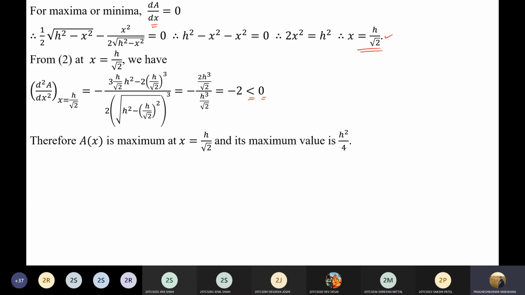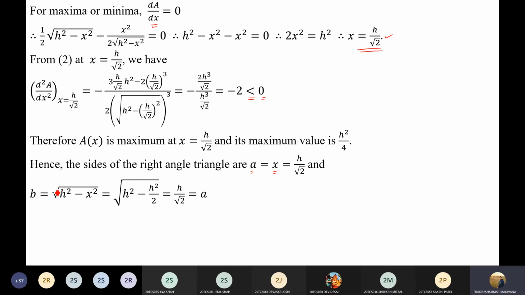Now find out the value of b at that point. So here we can take a is equal to x, so that is equal to h by root 2, and b is equal to this one under root. So find out the value of b. So this is same as h by root 2, and that is equal to a. So you can directly say that for the given triangle, if area is maximum, then that is an isosceles triangle.